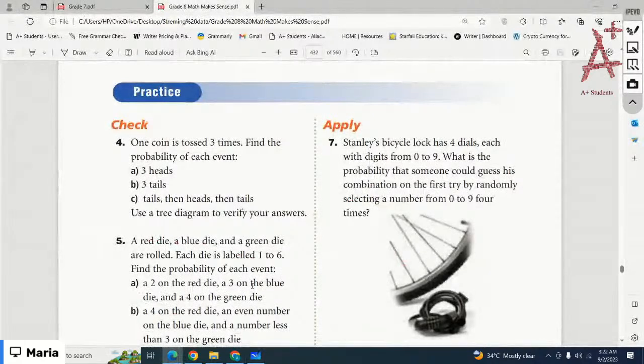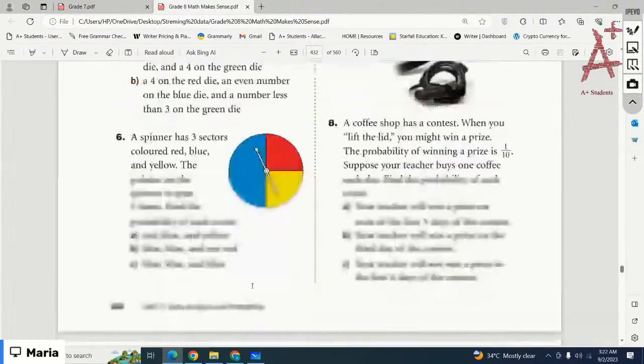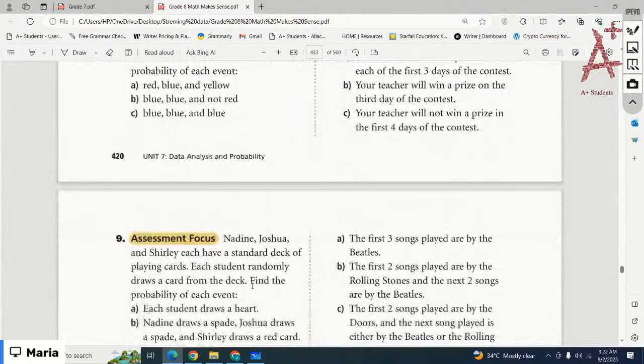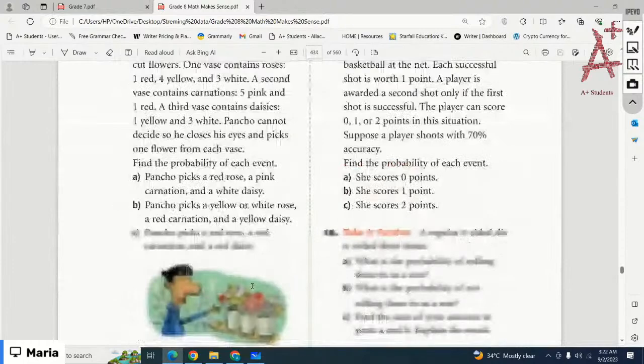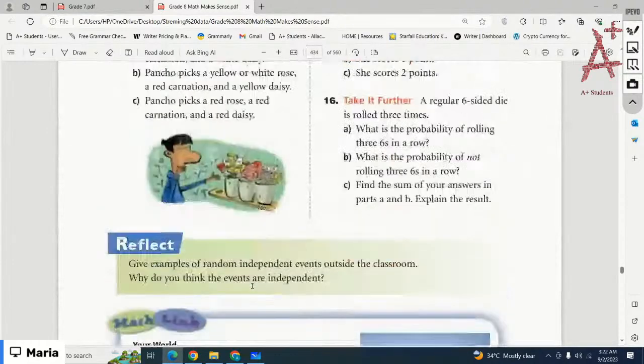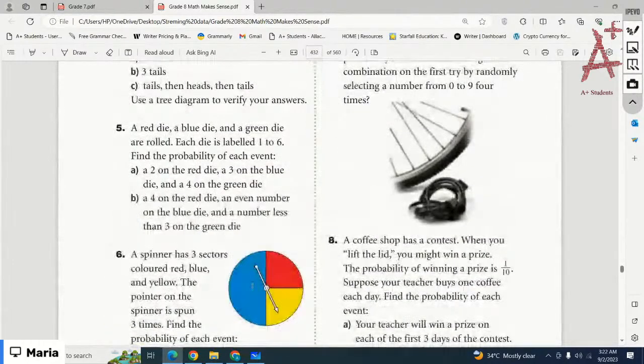Okay, let's just start with question number 6, because the lesson has so many questions. I am going to skip some. So you have to try the ones I skipped on your own, right? A red die and a blue die and a green die are rolled. Each die is labeled 1 to 6. Find the probability of each event: a 2 on the red die and a 3 on the blue die and a 4 on the green die.